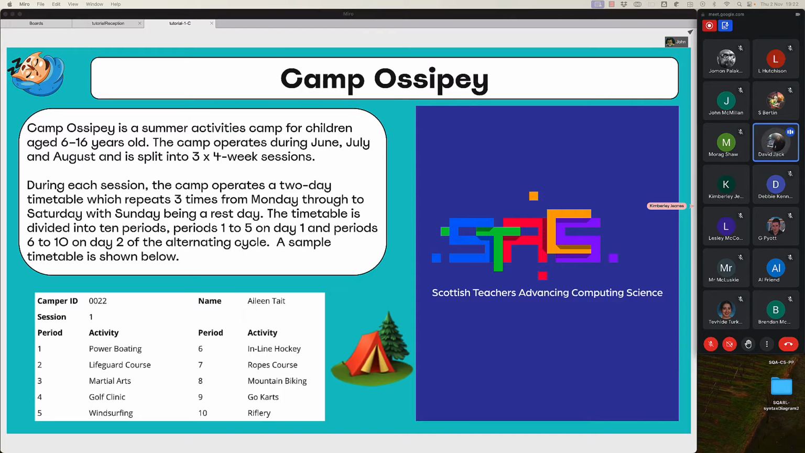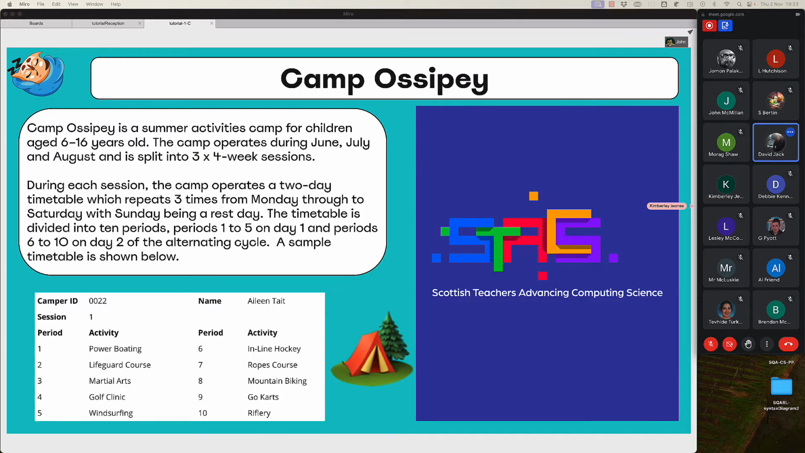The timetable is divided into 10 periods: 1 to 5 on day 1, and periods 6 to 10 on day 2 of the alternating cycle, and a sample of the timetable is shown below. I'm not going to lie, David, that's quite a lot of information. So just to be clear, the camp runs 3 times over the summer months.